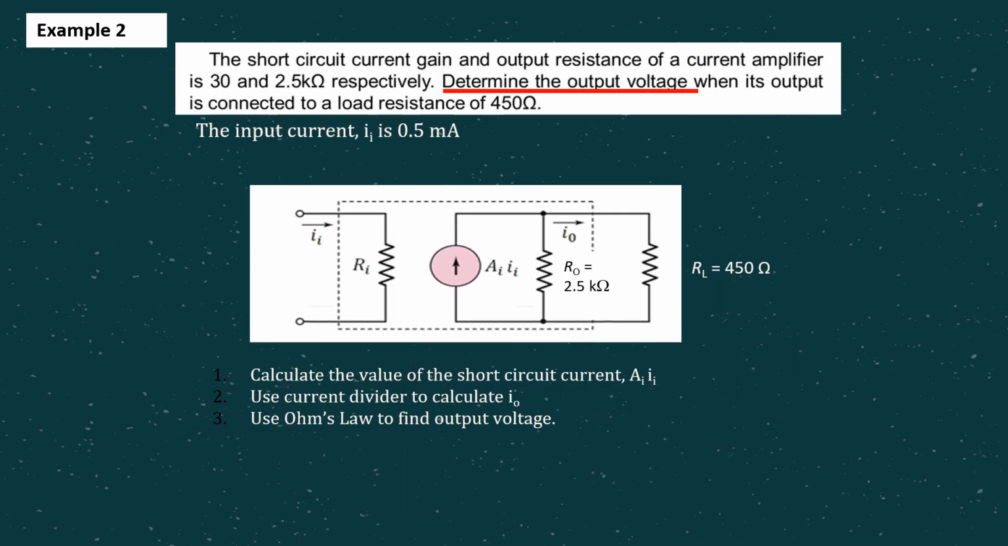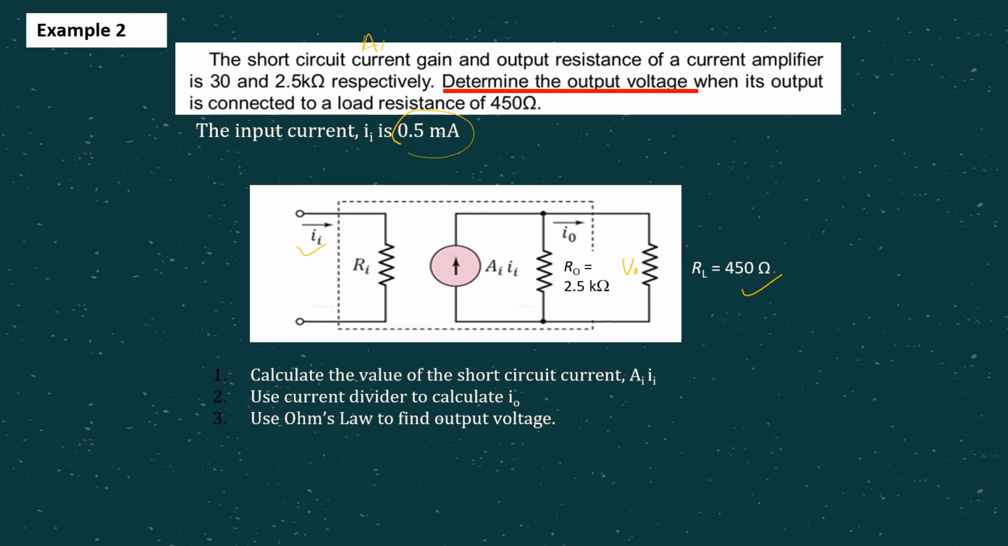Okay, here is another example. The short circuit current gain, which is AI, is given as 30 and the output resistance is 2.5 kilo ohm. We have to determine the output voltage, which is V0, the voltage across the load resistor here, when its output is connected to a load resistance of 450 ohm, which is this one. II is 0.5 milliampere. This is II. So in this case, we have to find V0.